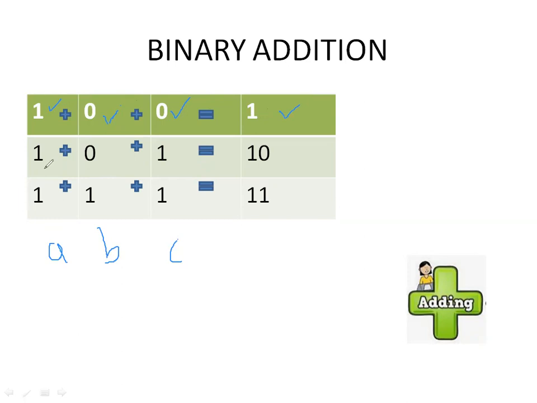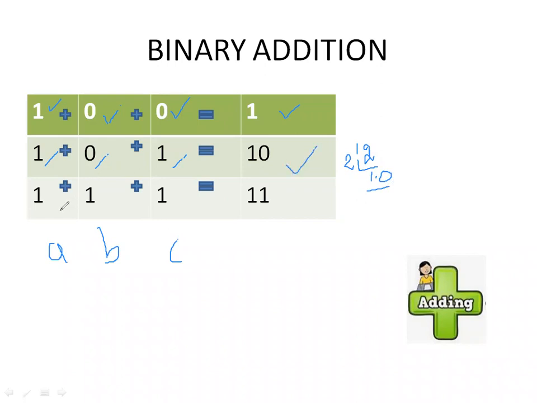For the second case, the first value is 1, the second value is 0, and the third value is 1. The result of this addition is 2, but that is in decimal. As we all know how to convert decimal to binary, we use the division by 2 method. 2 ones are 2, the remainder is 0. So the binary value for the decimal 2 is 1, 0.